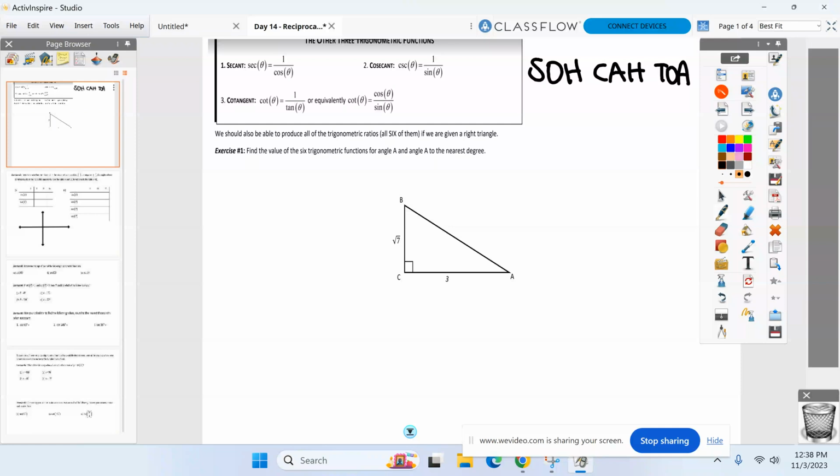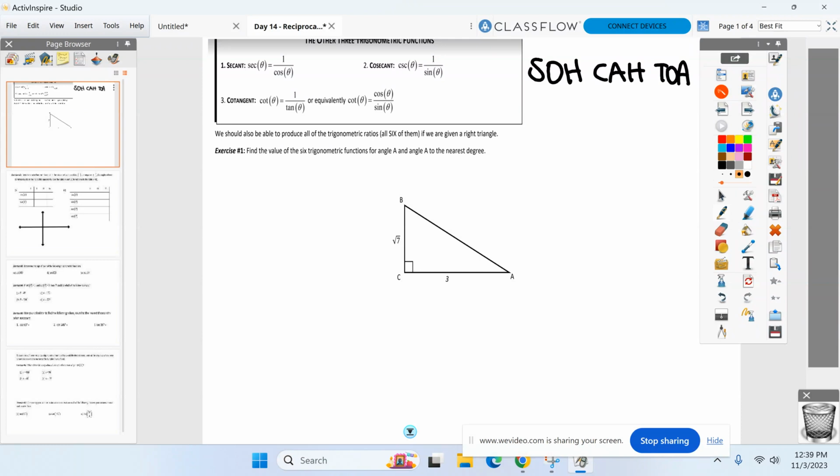Let me start with the easiest one, and that is called cotangent, which is related to tangent. I'll tell you how they're all related in a second. I have cosecant, that's related to sine. And then I have this new one called secant, which is related to cosine. So how are they all related?